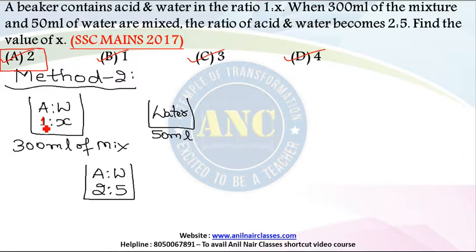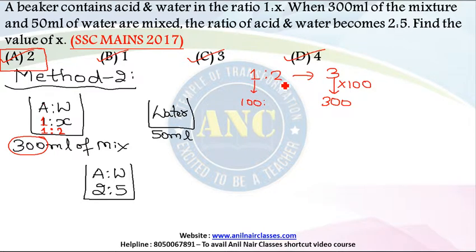If I take the value of x to be 2, in the first ratio it becomes 1:2, right? What is the meaning of 1:2? The meaning of 1:2 is nothing but 1 ml of acid is present, 2 ml of water is present. Total mixture present is 1 plus 2, 3 ml. But question says in the first mixture, total mixture present is not 3 ml, it is 300 ml. So multiply 3 with 100. 3 into 100 is 300.